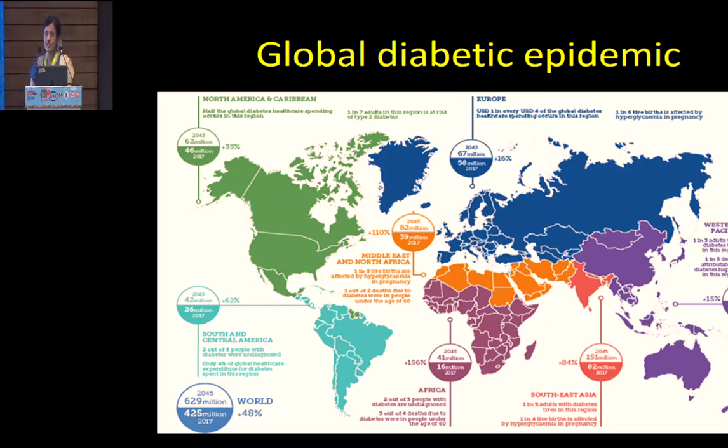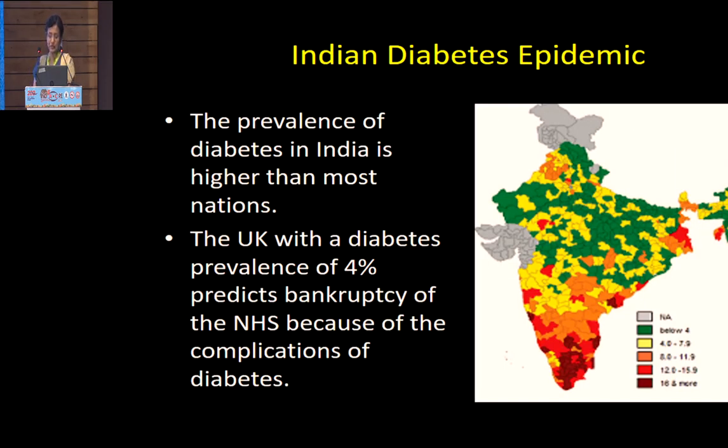So I think all of us are very aware of the global diabetic epidemic. All of us are very familiar with this map as well. So the question is, what do we do for this? As an ophthalmologist, of course, we have got our own ways of tackling this, but we should also remember we are doctors, and as doctors, I think we should tackle diabetes in addition to diabetic retinopathy.